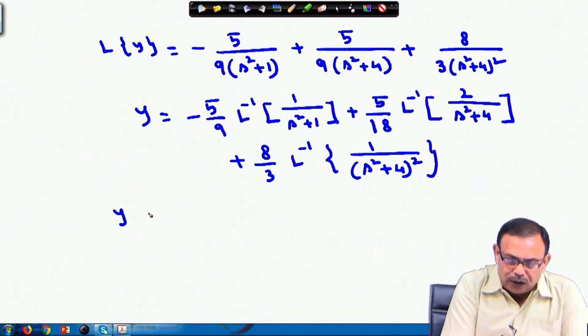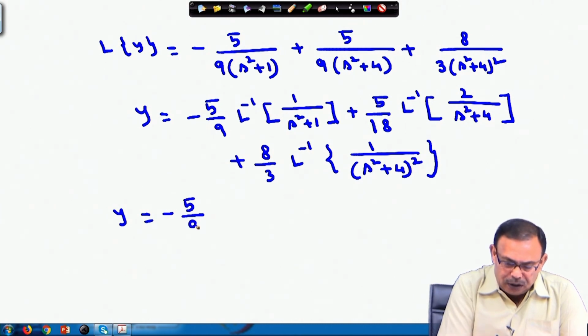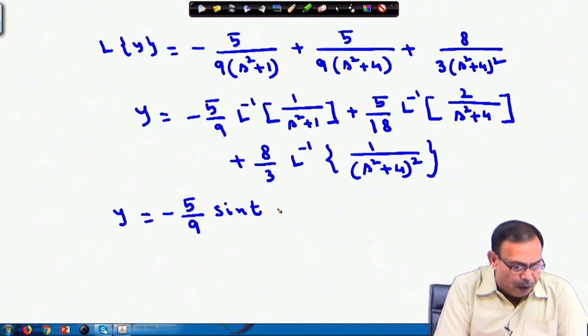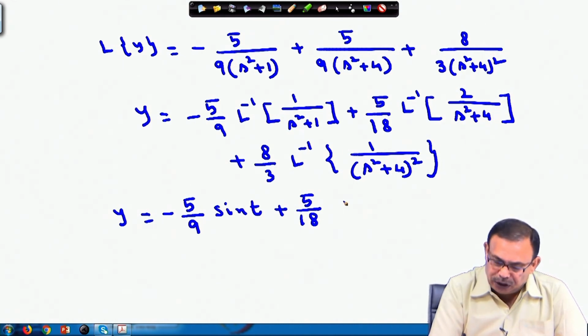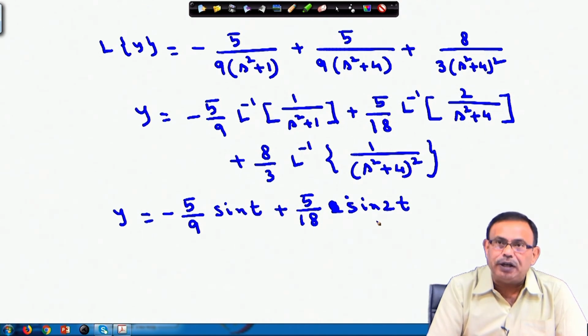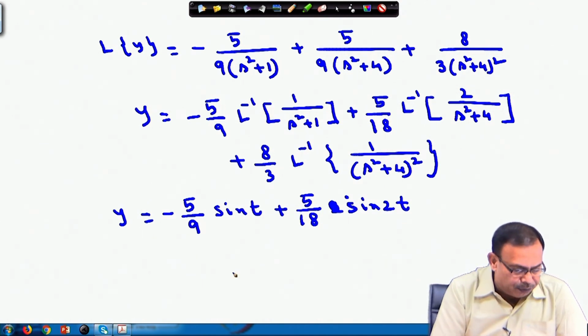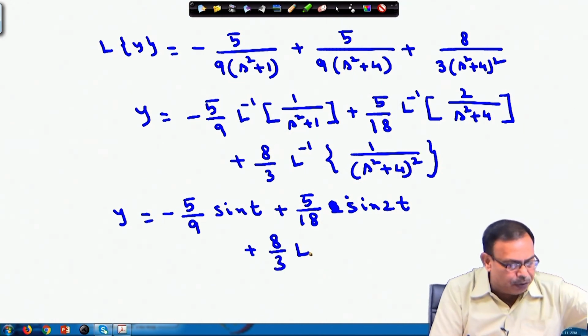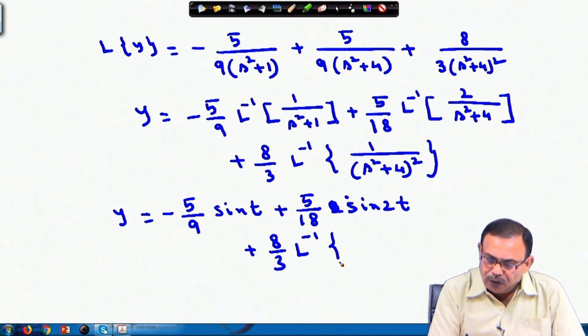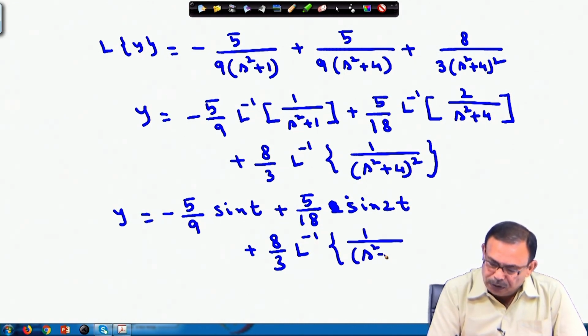So, y equals minus 5 by 9, and 1 by s square plus 1 is sin t, plus 5 by 18, and 2 by s square plus 4, that is a by s square plus a square, so it will be only sin 2t. So 5 by 18 into sin 2t, plus you are having 8 by 3 into Laplace inverse of 1 by (s square plus 4) whole square.